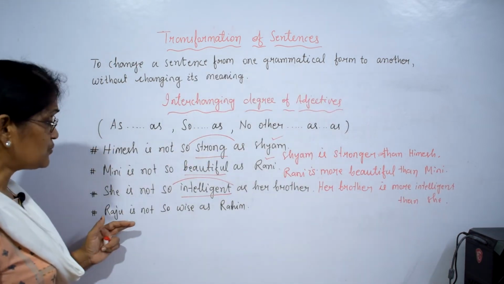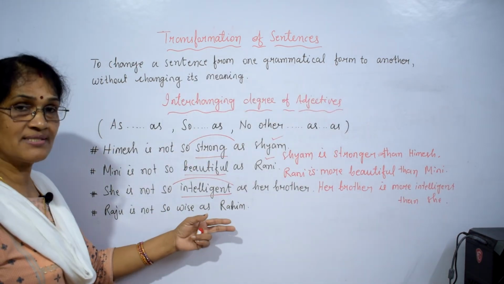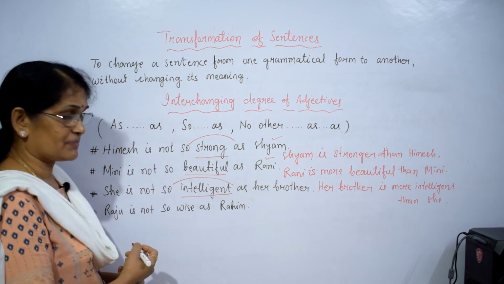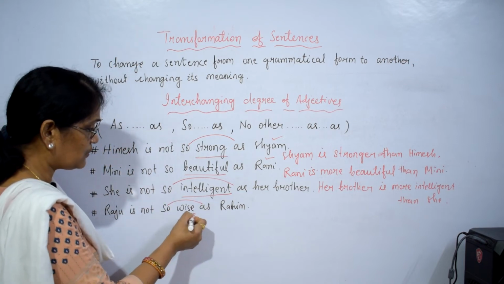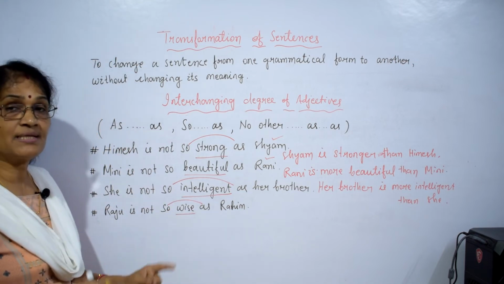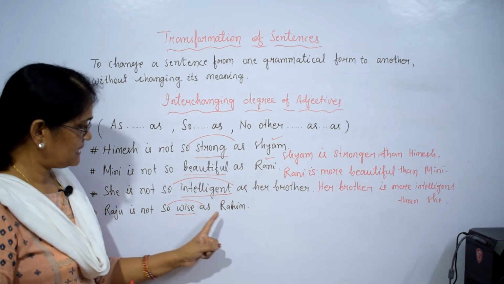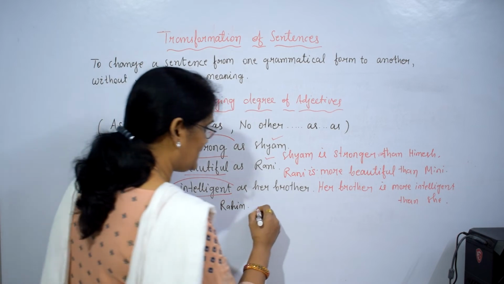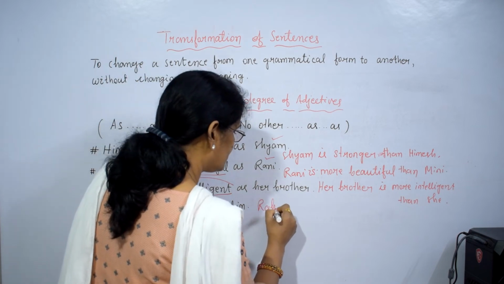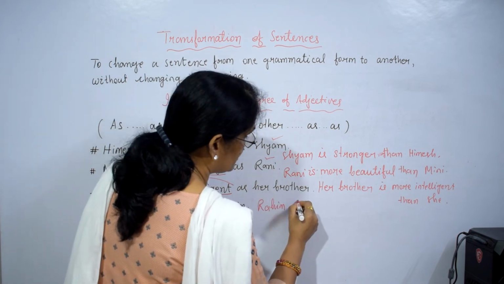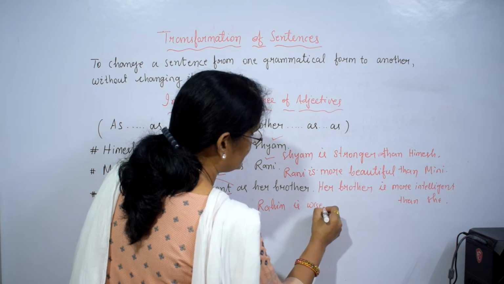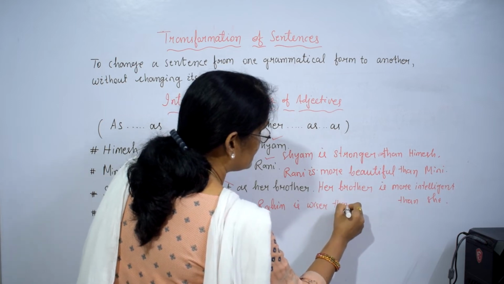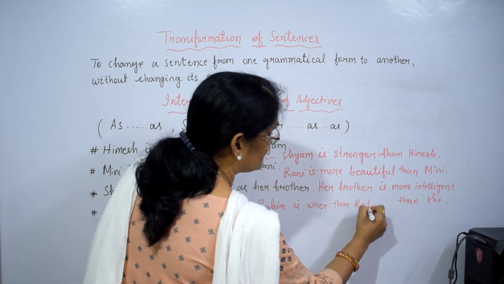Last one. Raju is not so wise as Rahim. So...as, and wise is the adjective. Its comparative degree is wiser. Rahim is wiser than Raju.